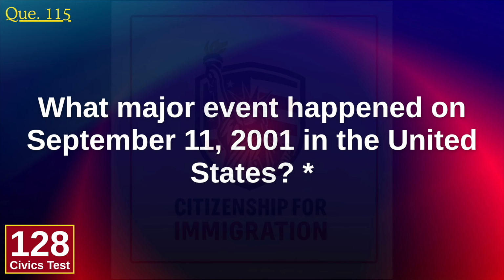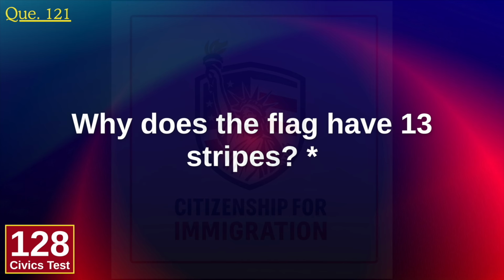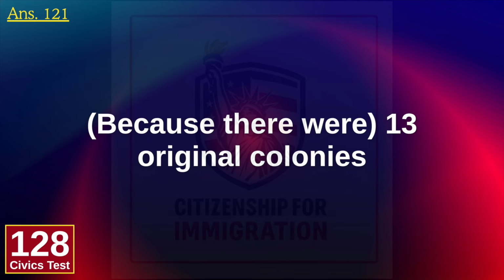What major event happened on September 11, 2001, in the United States? Terrorists attacked the United States. Why does the flag have 13 stripes? Because there were 13 original colonies.